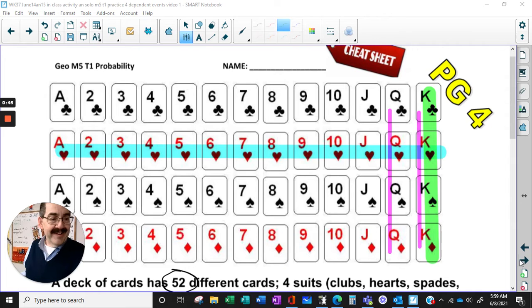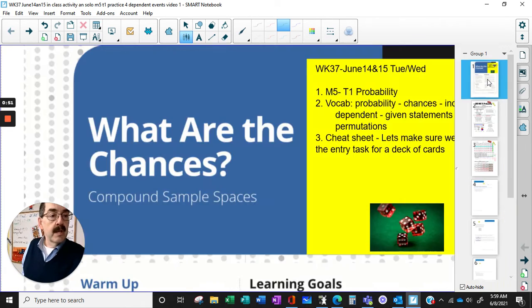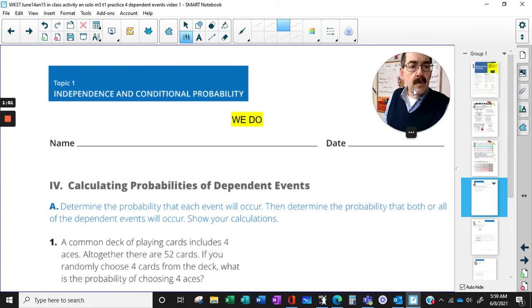So let's get started. Now, this is part 2 of the very first Monday, Tuesday of the last week of school, week 37, June 14th and 15th, okay? All right, so let's do another scenario with cards.